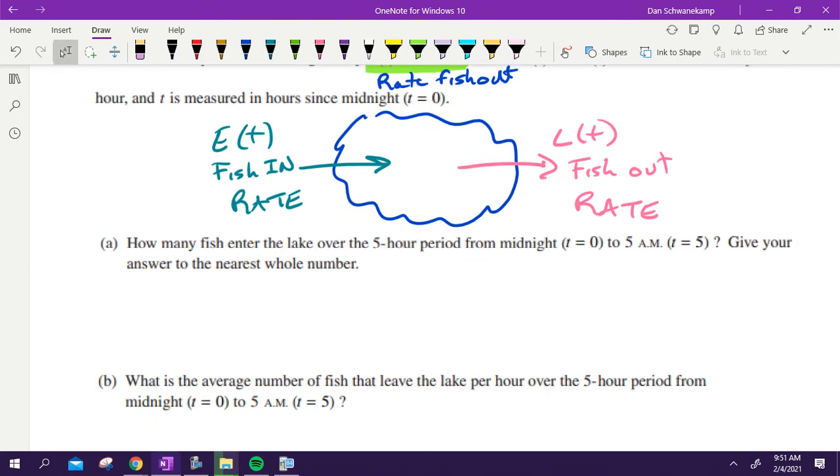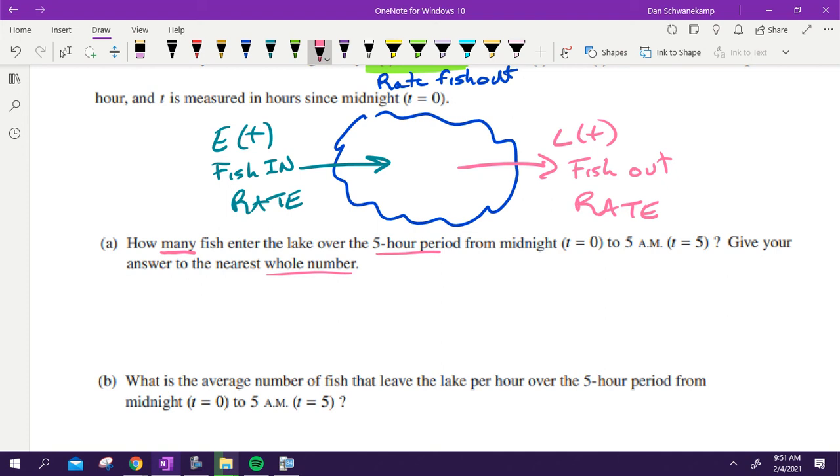Part A says how many fish enter the lake over the 5-hour period from 0 to 5 hours after midnight. Give your answer to the nearest whole number. Often we round it. Here they do say round it, so we're going to round it. How can I find the amount of fish given what we're given?